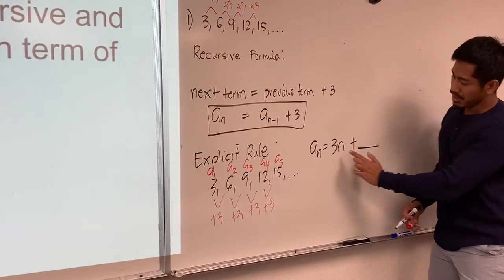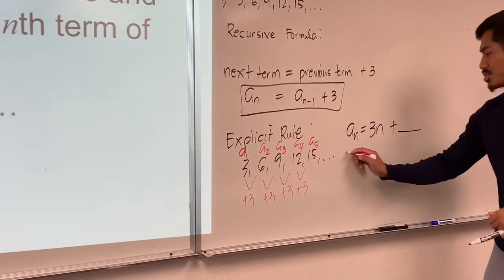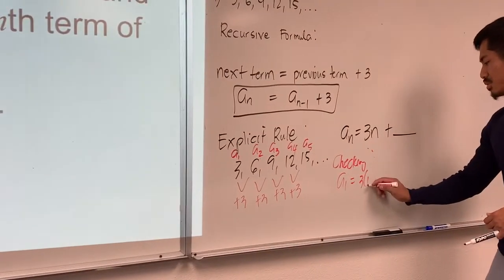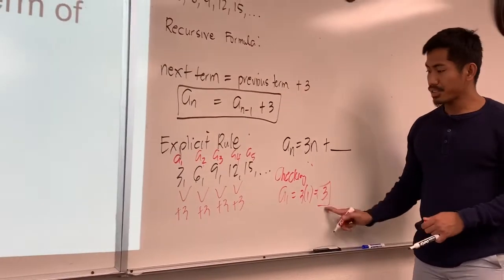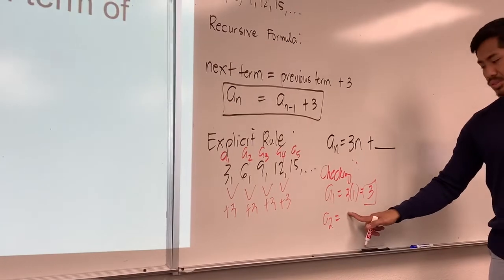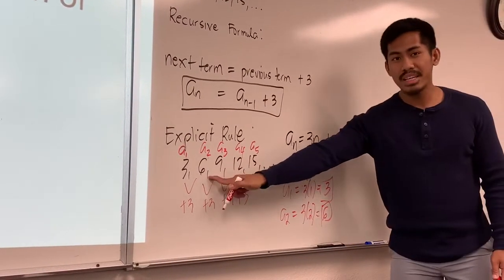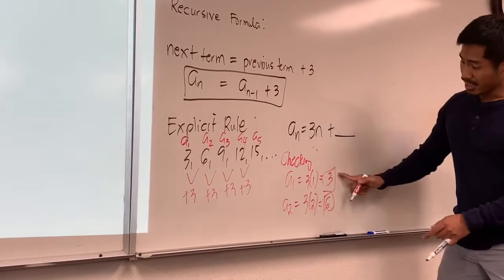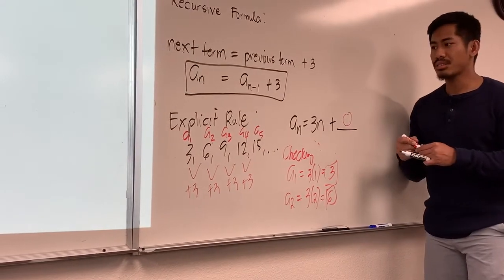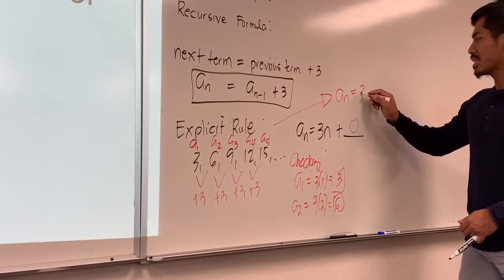Let's try. If I plug in 1 to n, this is the checking part. So we got a sub 1 equals 3 times 1 equals 3. Did I get 3 as the first term? Yes. If I plug in 2 to n, 3 times 2 equals 6. Is this the second term? Yes. So it means, since I got those numbers already, I don't need to add anything. So basically, the thing here is 0. So in other words, the explicit formula for that one is a sub n equals 3n.